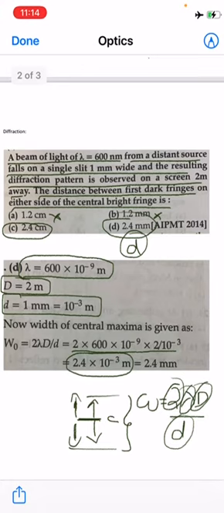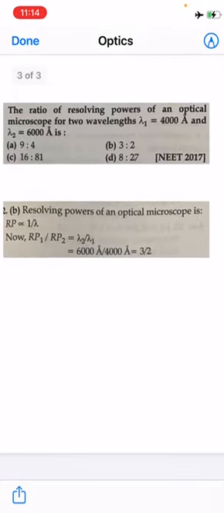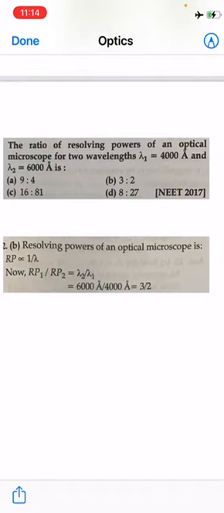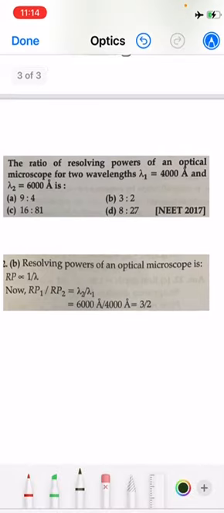Okay, now this is the question from diffraction. Now coming to a question from ray optics. This is your NEET 2017 question. They have said that the ratio of resolving powers of an optical microscope of two wavelengths. So they have given two wavelengths. One is lambda 1 and one is lambda 2. Okay. Now lambda 1 by lambda 2 is given. They want resolving power 1 by resolving power 2.